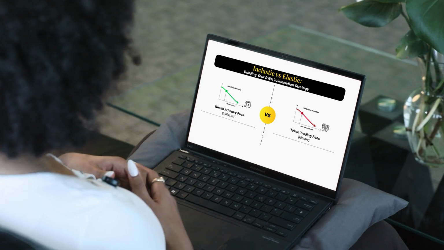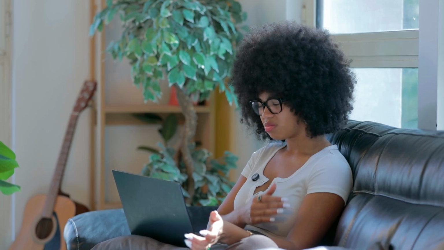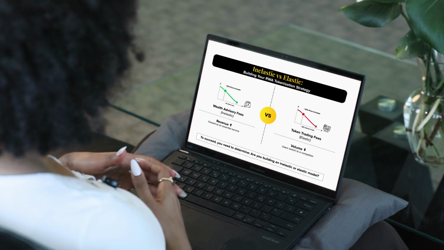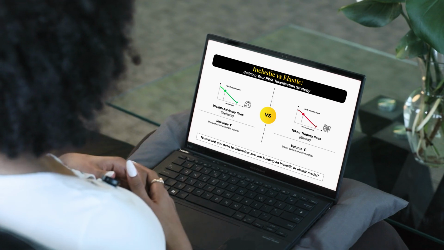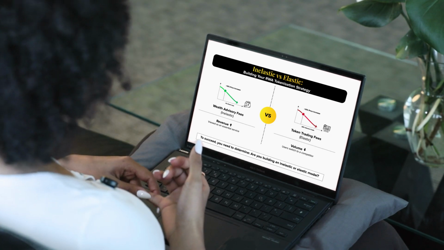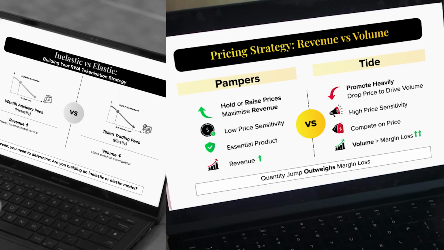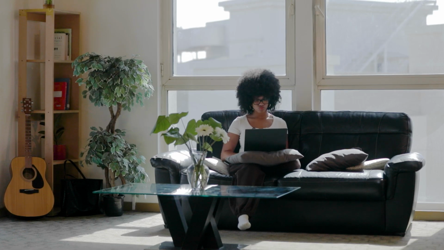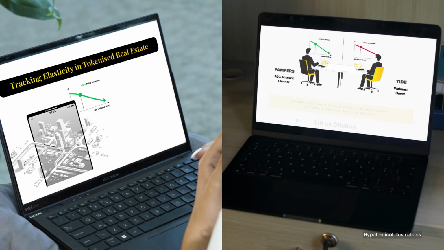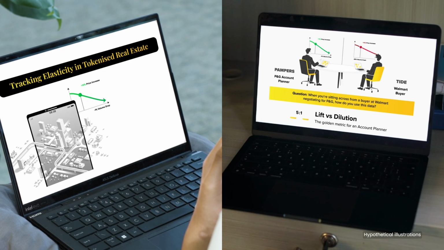For your platform to succeed, you need to determine, are you building an inelastic or elastic model? I think inelastic because higher revenue, but I'm not sure if that's the right approach. Let's break it down. If wealth advisory fees are inelastic, what does that tell you about pricing power? That means we can raise prices without losing many clients. Patricia learns elasticity through bond pricing. Kieran through product launches. Same concept, different worlds. The AI doesn't just adjust how it teaches, it adjusts what lens it uses.